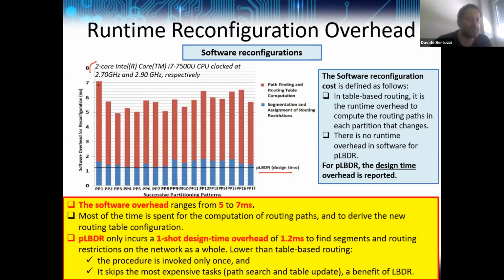The reason is twofold. First, this procedure is invoked once for the network as a whole, not for the different partitions that you have at some point in time. Moreover, it just needs to compute the routing restrictions, and to program them in hardware, it doesn't have to find the routing paths, because the routing paths are automatically found by the routing logic at runtime. And that's why we have only slightly more than 1 millisecond, which is paid once at design time, and nothing is paid at runtime from the software viewpoint.